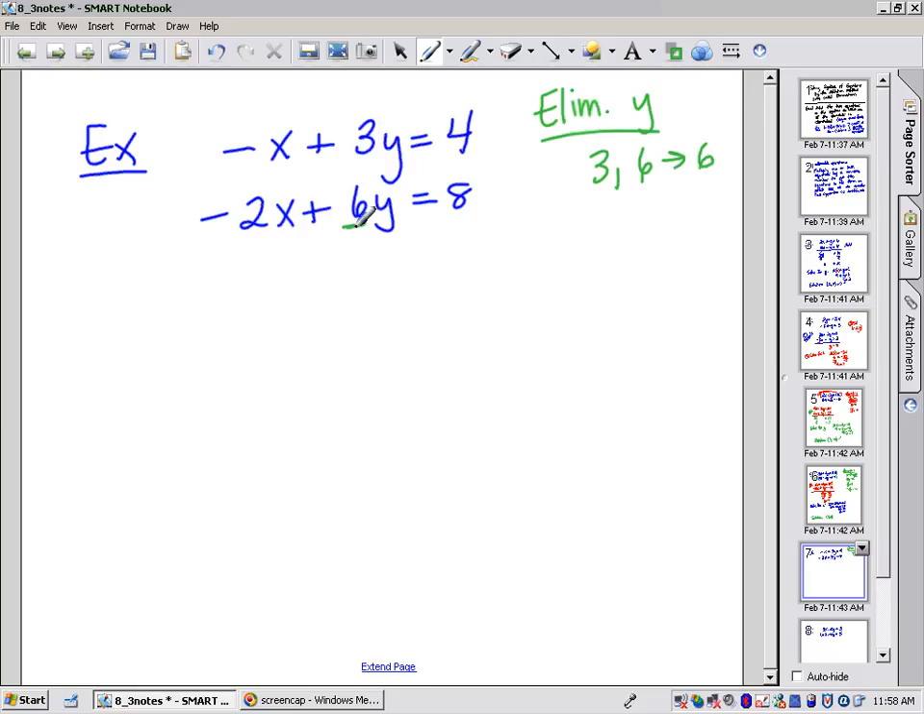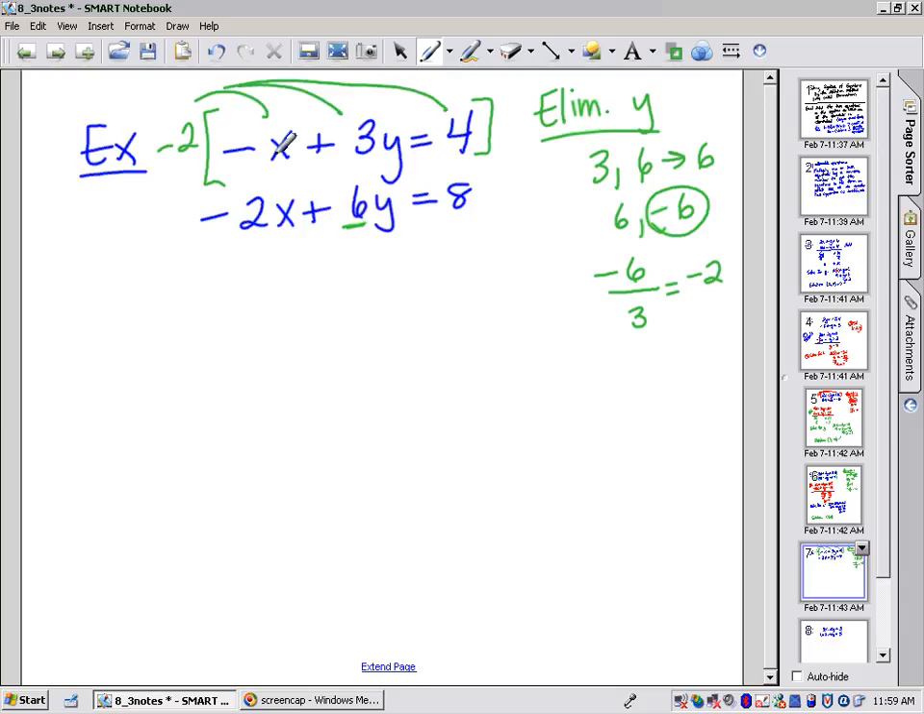Well, I already have a positive 6, so I don't need to do anything with that. But I do need to get this negative 6. So to get a negative 6, I've got to divide negative 6 by the other coefficient, which is 3. And negative 6 divided by 3 is negative 2. So I need to multiply the first equation by negative 2.